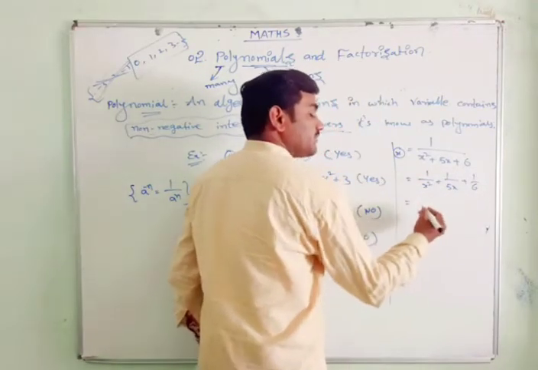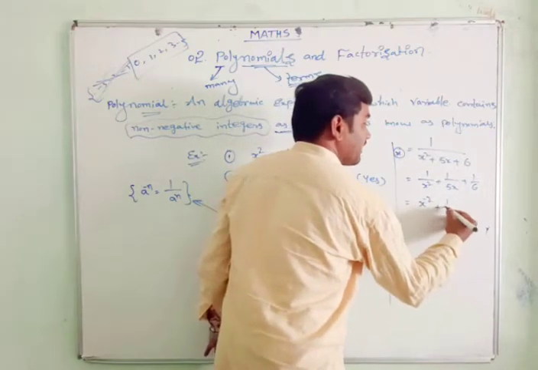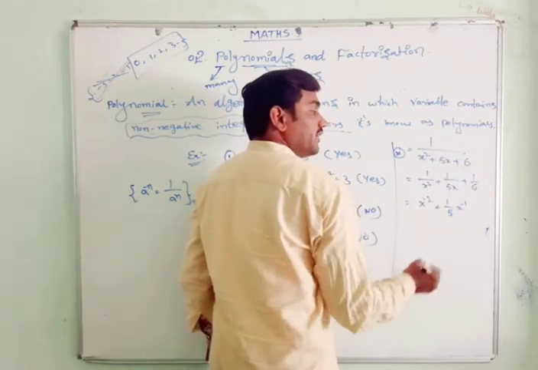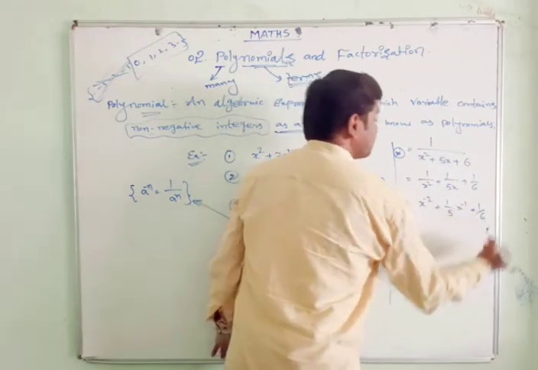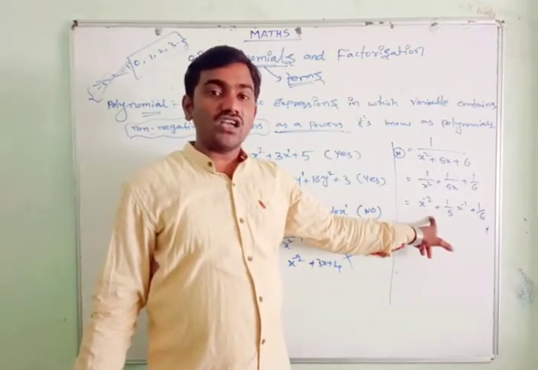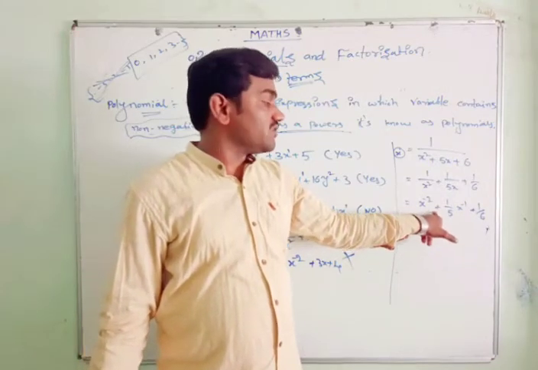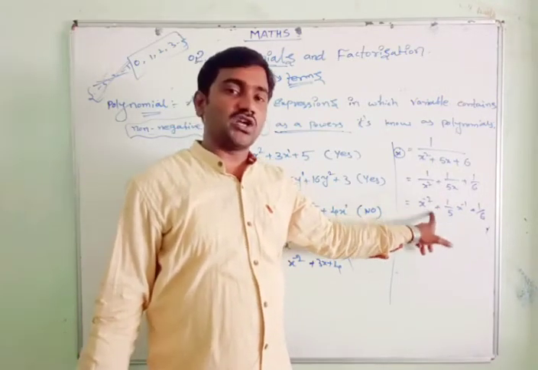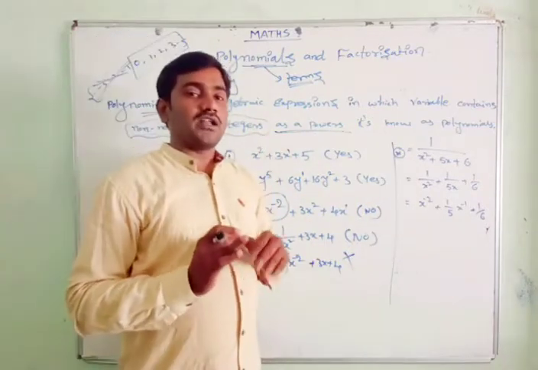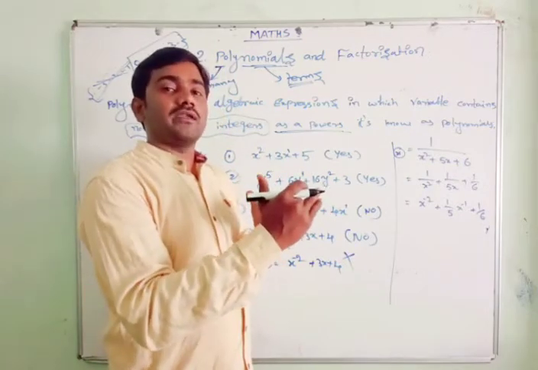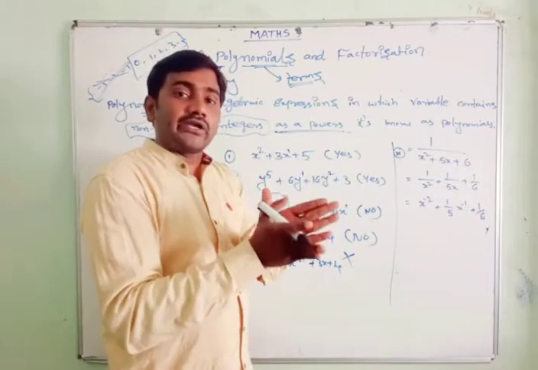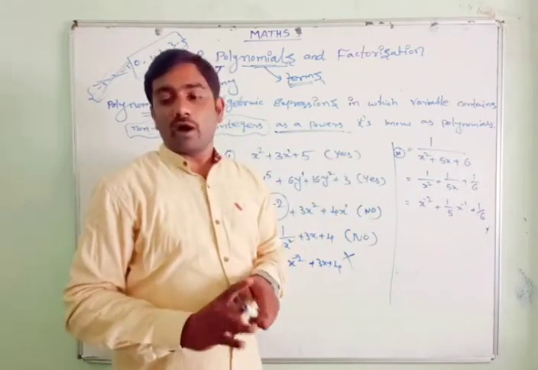So when we rewrite this, x to the power of minus 2 plus 1 by 5 times x to the power of minus 1, where I brought x into the a to the power of minus n form, plus 1 by 6. Now you see that it is not a polynomial at all, because the variable involves negative integers as powers. I hope you got an idea about polynomials now. A polynomial is an algebraic expression in which the variables contain only non-negative integers as powers.